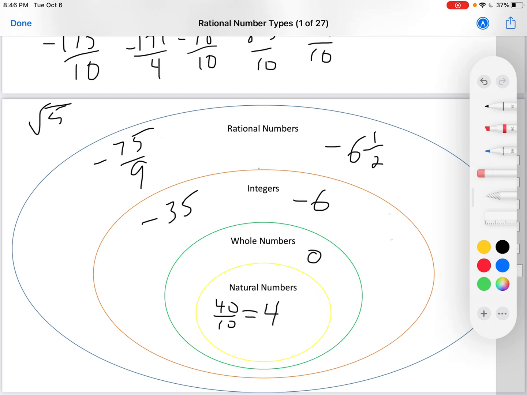Got the idea? Okay. So I want you to be able to identify where numbers belong in this chart. And you want to be able to move them into the innermost circle that they can get to. You don't want to leave them stranded where they don't belong. If it can be written a over b, then it belongs in the rational numbers. If it doesn't have a fraction part, then move it into the integers. If it's not negative, move it into the whole numbers. If it's positive, move it into the natural numbers. I think I accidentally erased something, so let me rewrite that. Okay, that's it. Ask any questions that you have.